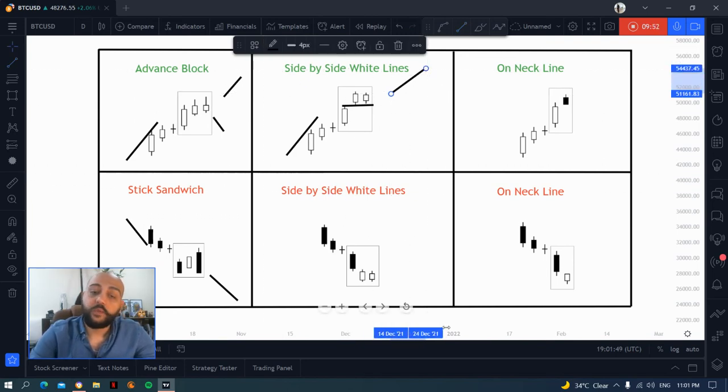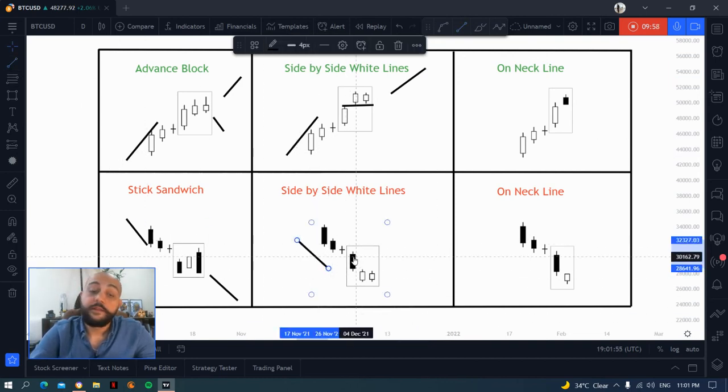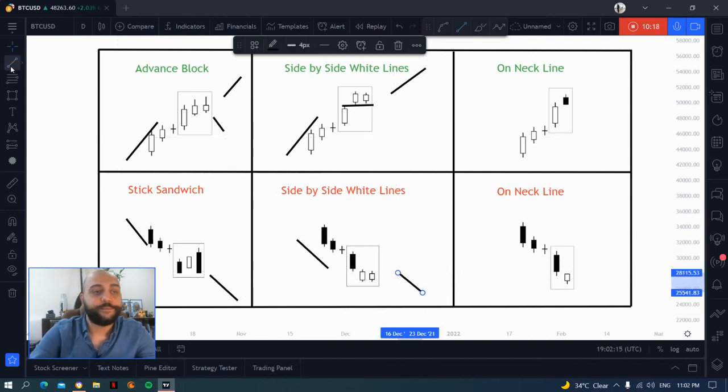Now, side-by-side white lines in a bearish trend, you see it like this. We have a bearish trend that's going down. The first candle is going to be bearish. Notice how the earlier one was bullish, and here it's going to be bearish. Then we have a gap here. Then we have two white lines, which are basically two white candles or two green candles. And this also indicates that the market will go down.